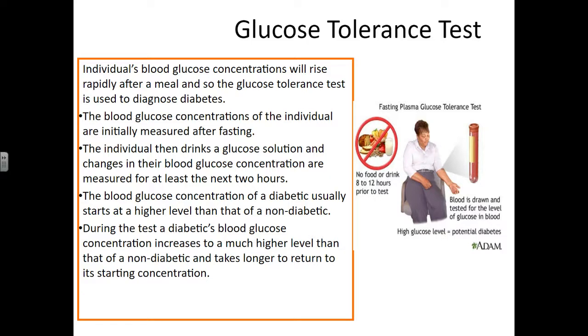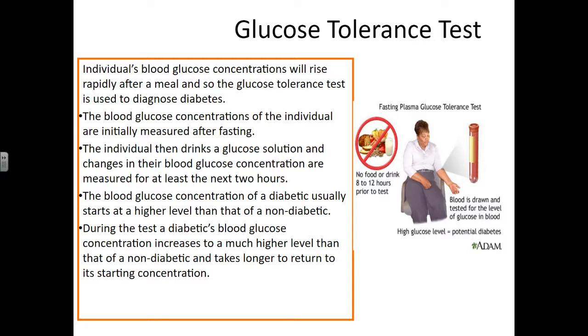The individual then drinks a glucose solution. So you used to have to know the exact concentration of glucose, don't anymore. And then their blood sugar is measured with a finger prick for at least the next 2 hours. So you measure it regularly for the next 2 hours. You should see the blood sugar levels dropping. The blood glucose concentrations of a diabetic will start at a higher level than a non-diabetic because before the test, they've not been controlling the glucose well. During the test, a diabetic's blood sugar will increase to a much higher level than a non-diabetic.